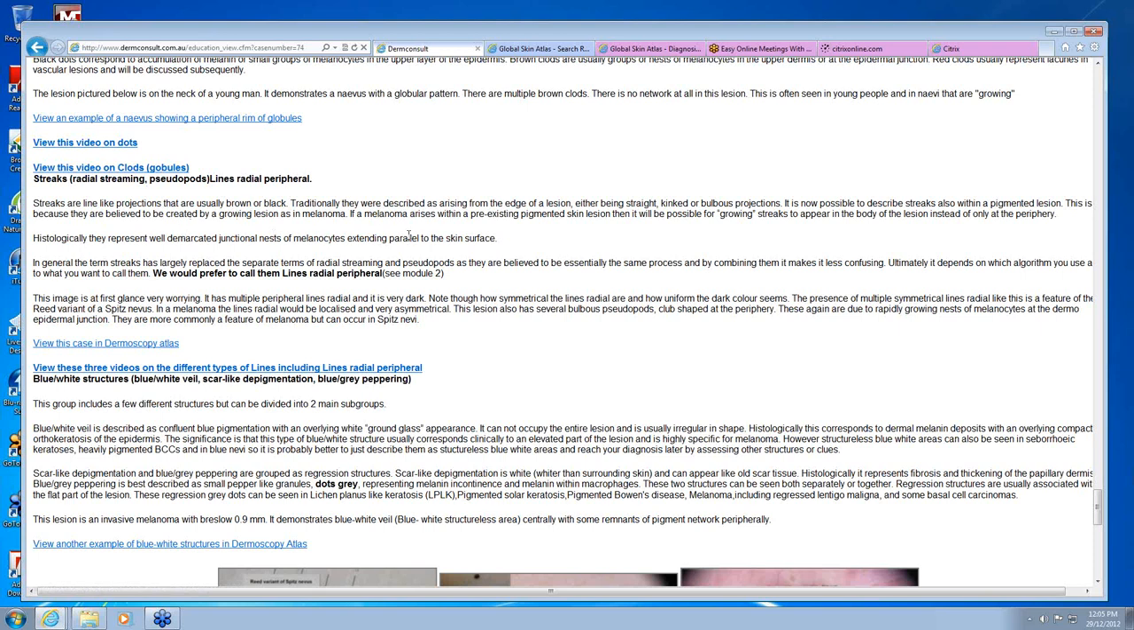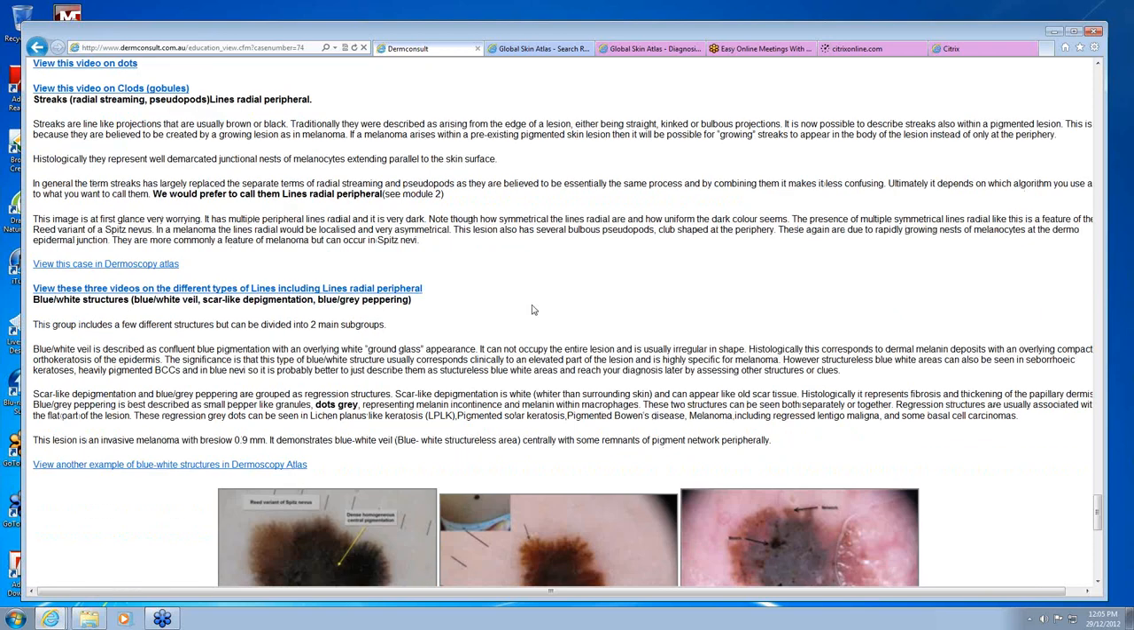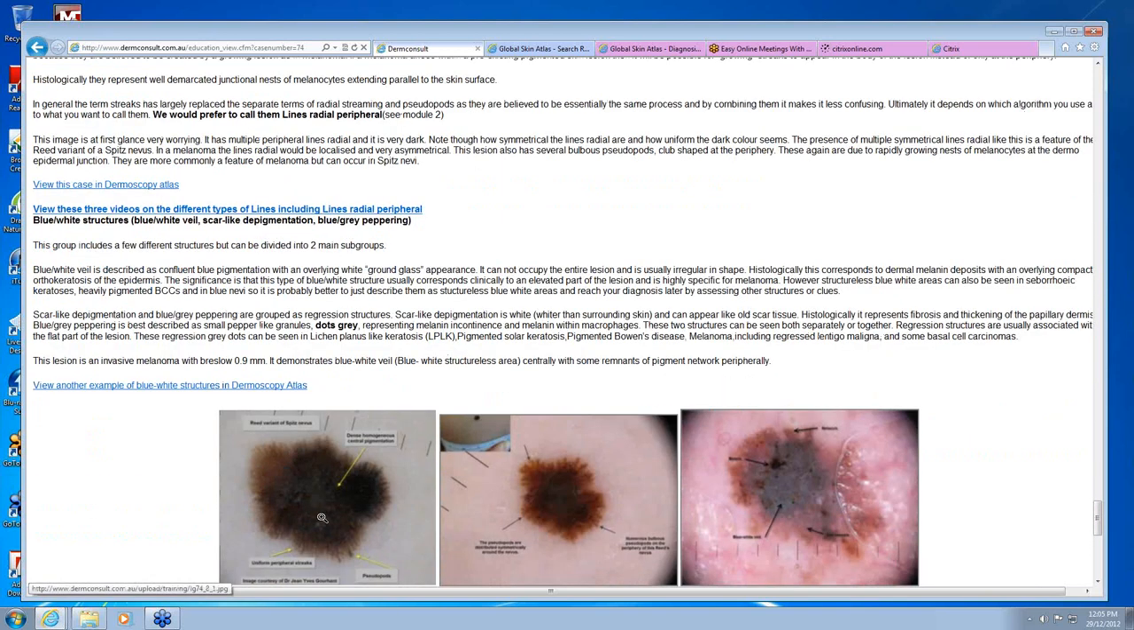You can have streaks as well. We tend to call these lines radioperipheral now. And these again represent rapidly growing nests of cells. Multiple streaks symmetrically all around the lesion are likely to make it a Reed nevus.